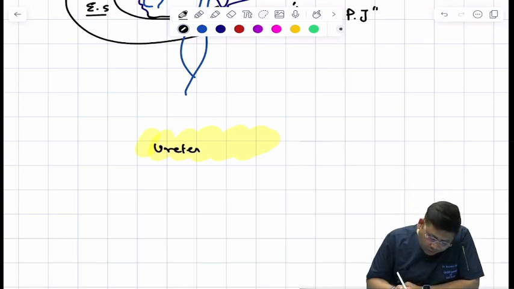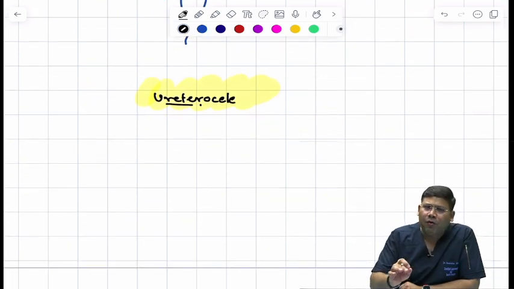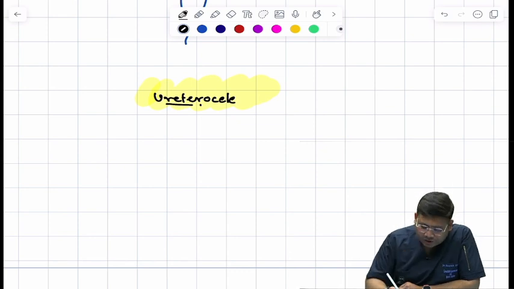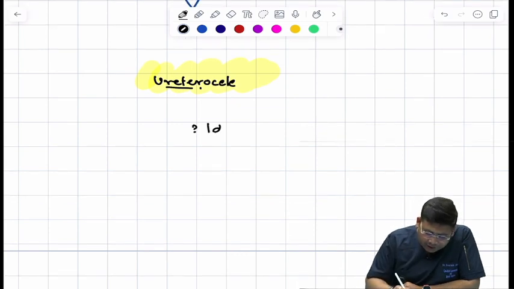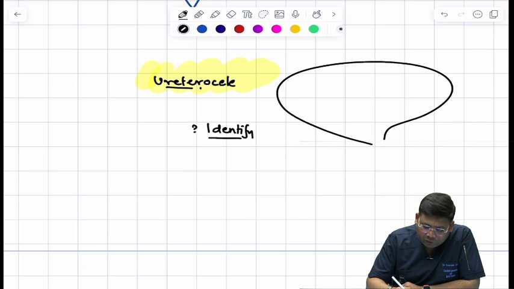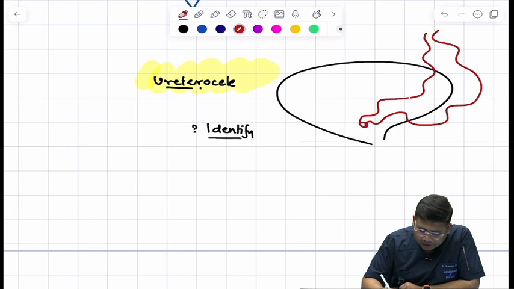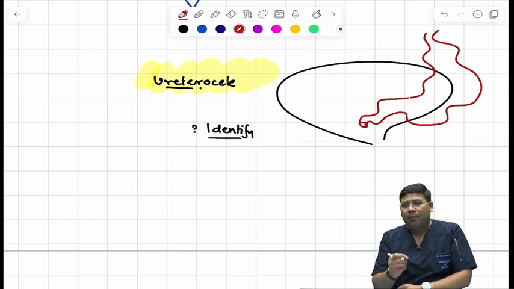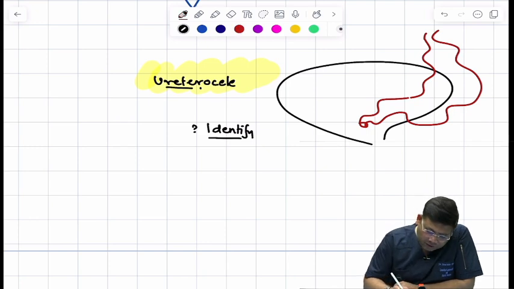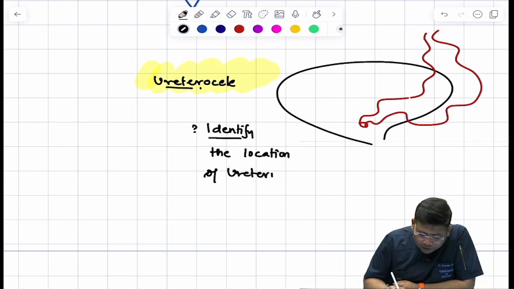So let us talk about ureterocele. It is the cystic dilatation of an abnormal ureter, abnormal cystic dilatation. Next is how to identify the ureterocele. So I will create a small bladder in front of you, and now this is the ureter which is opening, and this is how the things are. But if you see, the ureter is opening inside the bladder. There are few important things that we need to understand. So identify the location of opening, ureteric opening into the bladder.